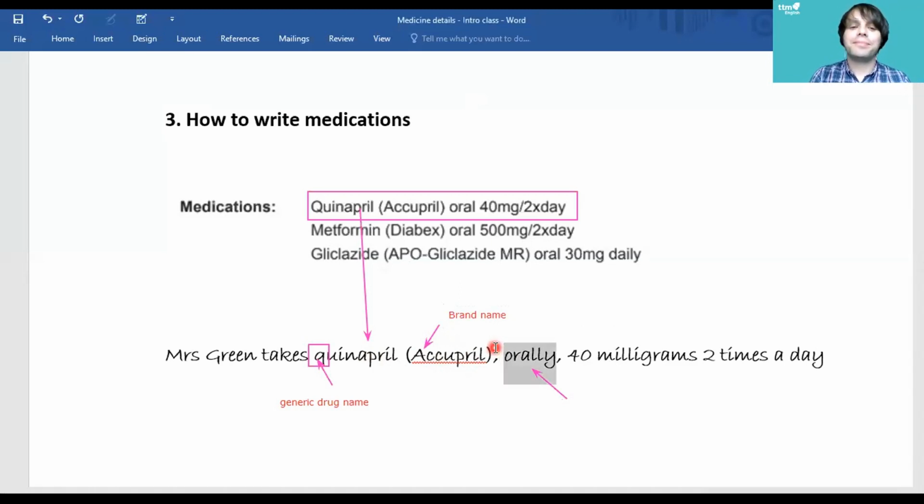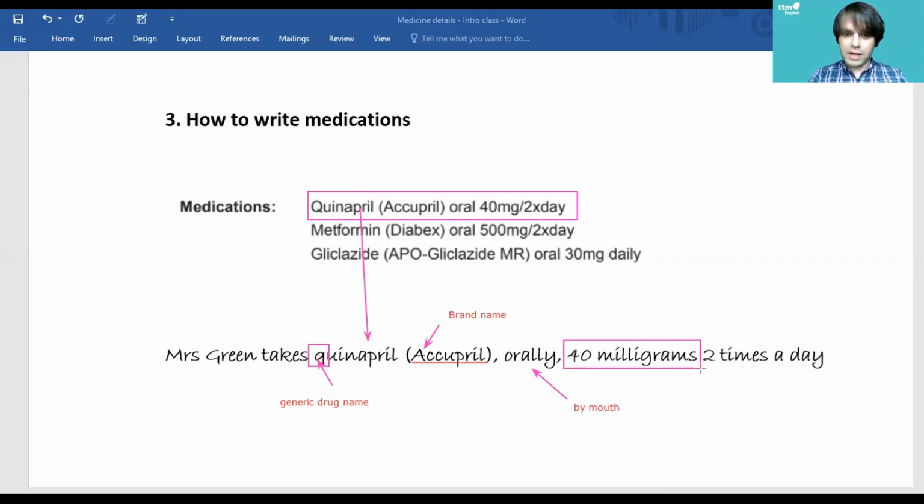What does this mean? By mouth, right? Yeah. Okay. So that has to go after the medicine. Okay. Medicine. What comes next? Dosage. Dosage, and then frequency. Okay.